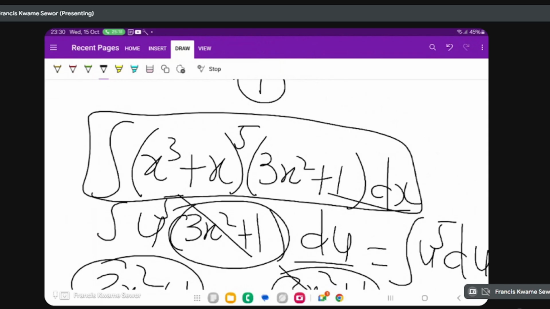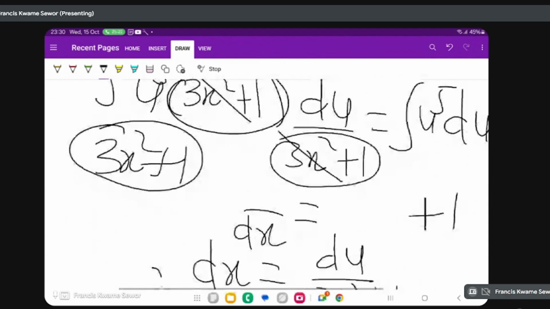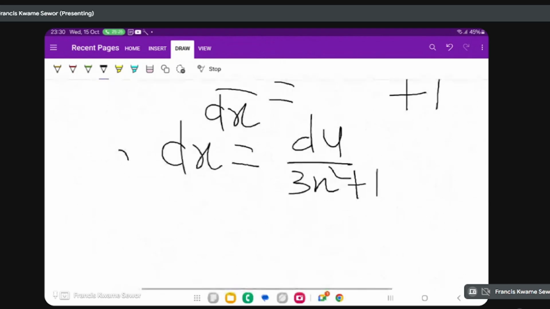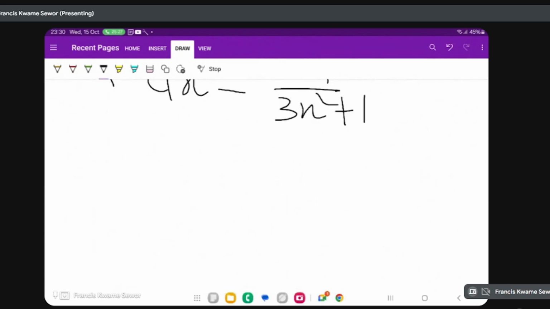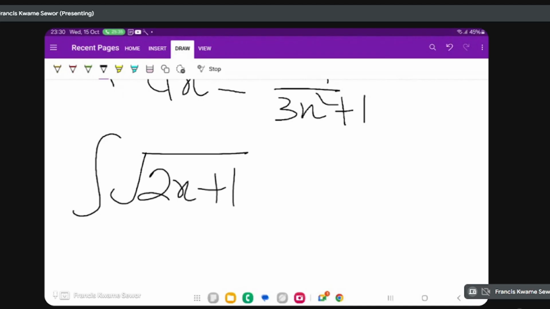All right. The next one I'm going to give you, you just tell me whether substitution is going to be possible or not. The next example they have in the textbook here is the integral of square root of 2x plus 1 ds. Will substitution be possible, Stella?